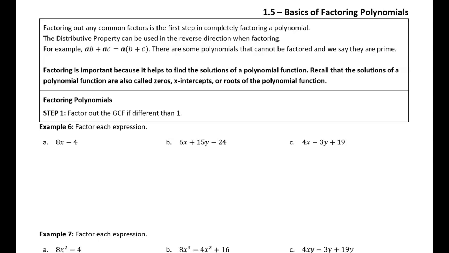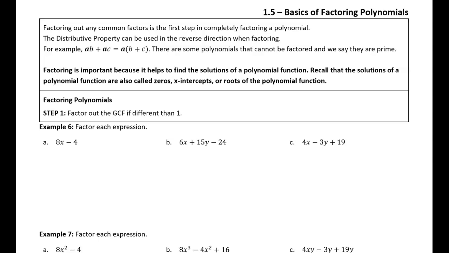NCBM 0324, Section 1.5, Basics of Factoring Polynomials, Part 3. So that GCF is going to be very important. It's going to be our first step in completely factoring a polynomial. So finding that GCF is going to help make the rest of the process go a little smoother.